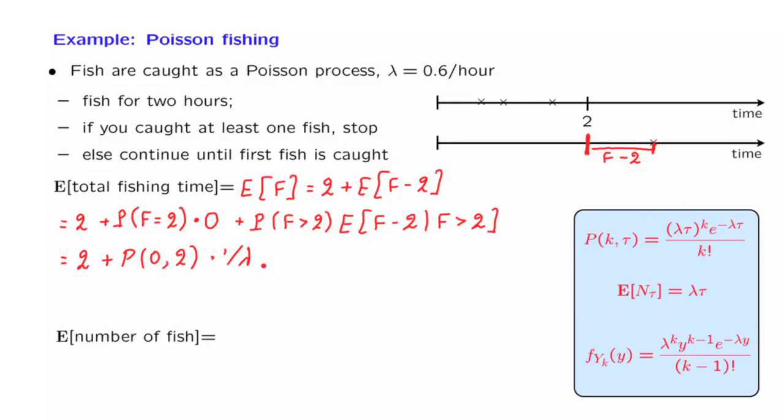Our last question is of a similar type. What is the expected number of fish you are going to catch? Once more, we will break this into 2 pieces. Number of fish caught during the first 2 hours and number of fish caught during the remaining hours. During the first 2 hours, the expected number of fish that you catch is given by this formula. It is equal to lambda tau, and in our case, lambda is 0.6 and tau is equal to 2, plus the expected number of fish that are caught afterwards.